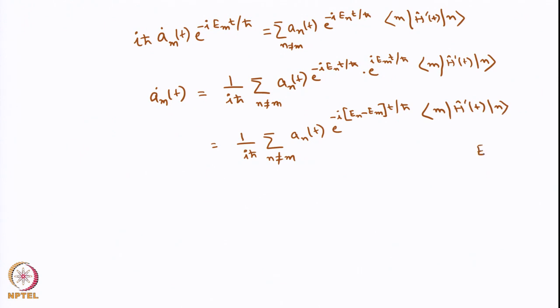Now, I can write e n minus e m, sorry, e n minus e m is equal to delta E, which is equal to h bar omega n m. So, if I write that, this is equal to 1 over i h bar, sigma n not equal to m, a n of t, e to the power of minus i omega n m t, because this h bar here and this h bar will get cancelled, and you will get <m|H'(t)|n>.